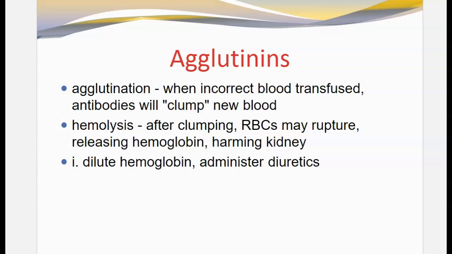And that releases all of this hemoglobin, these big proteins and such. They then go through the kidneys and they clog up the kidneys and damage them. So if you were to receive the wrong blood type, and if they catch it in time, they try their best to dilute it out, and then they try their best to get you to urinate it out.